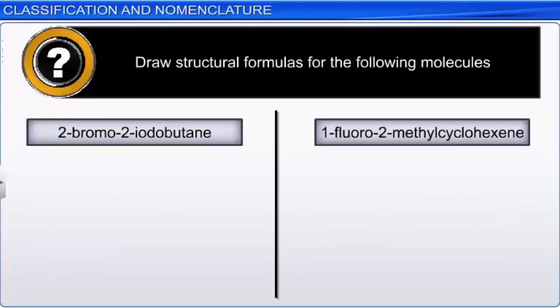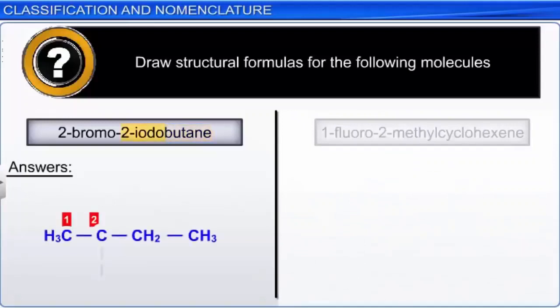The correct structural formulae are shown here for 2-bromo-2-iodobutane and 1-fluoro-2-methyl-cyclohexane. Remember that if there is more than one substituent, they are listed alphabetically.